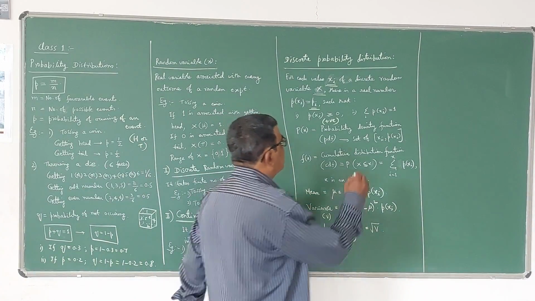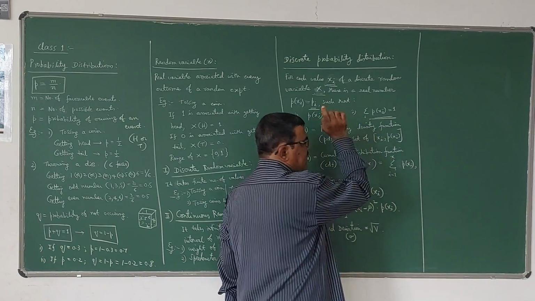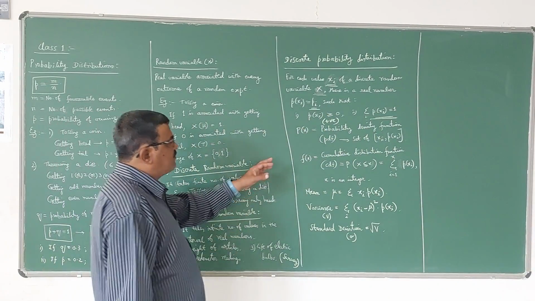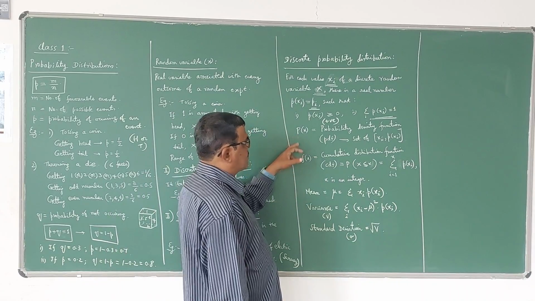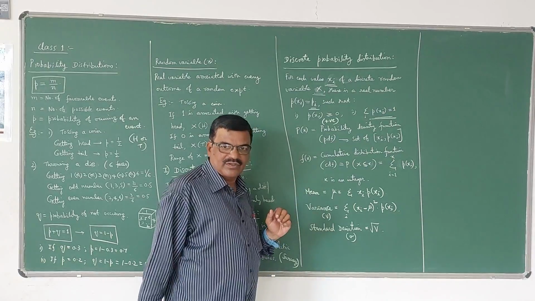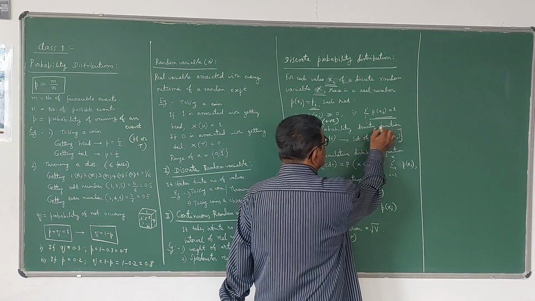If you add, these two conditions should be satisfied. Then we say that it is a discrete probability distribution, and we are going to define two important functions called capital P of x and small f of x. Here, capital P of x is called as PDF, probability density function.